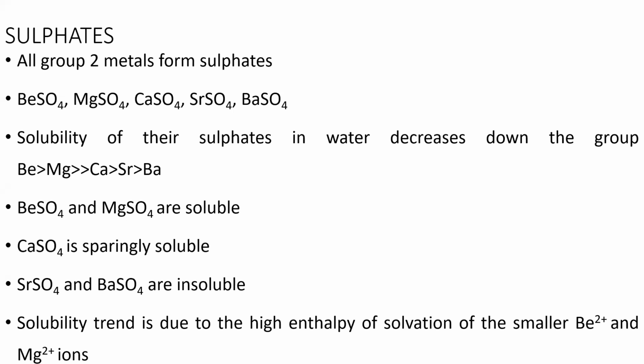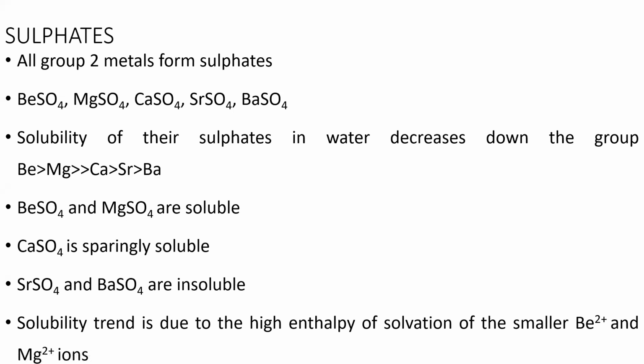But due to the large size of the anion, that is your sulfate ion and your carbonate ion, they are large. Because these ions are large, the hydration energy will decrease more than the lattice energy. So for any compound to be soluble, the hydration energy must be more than the lattice energy. But when the hydration energy is low, then solubility reduces. So the solubility trend is due to the high enthalpy of solvation of the smaller beryllium and magnesium ions, unlike the calcium, strontium, and barium ions, which are larger.